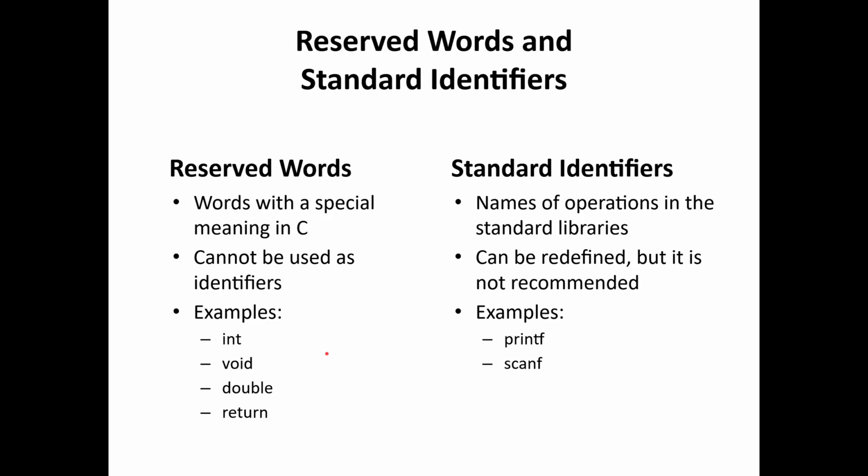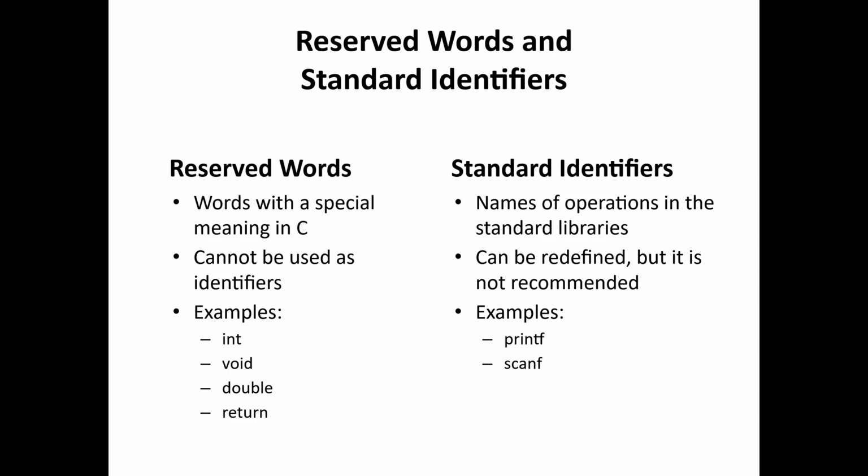There are a handful of reserved words or keywords in the C language. These words have very particular meanings in the syntax of C, and they cannot be used as identifiers. Examples of this are int, void, double, return. Main is not a keyword, but it does have special properties in the context of being used as an entry point, so it can kind of be considered half a keyword.